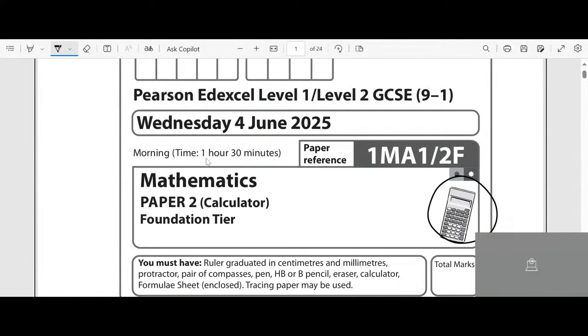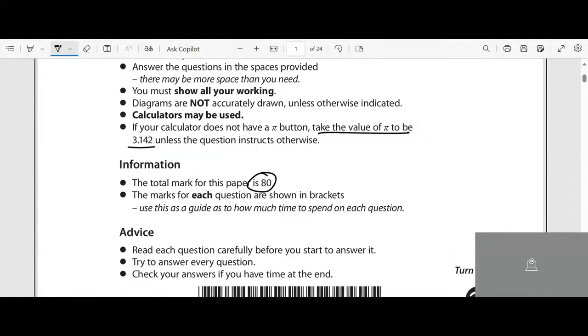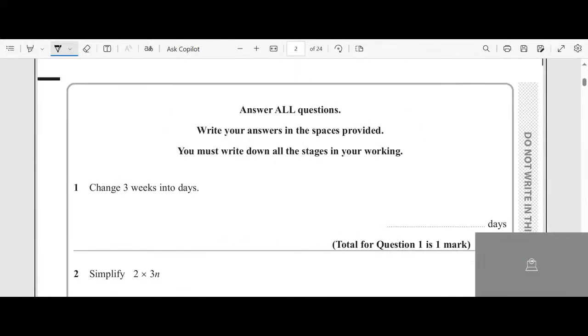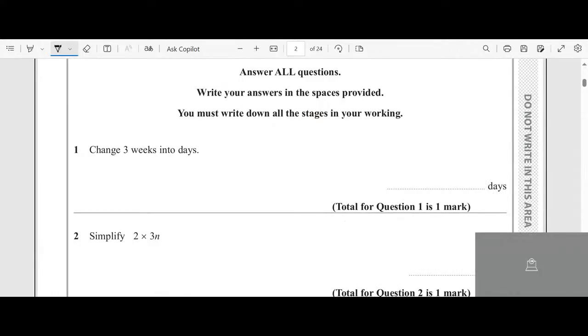So the paper will take 1 hour 30 minutes, and that is the time frame I'm going to try to work with even as I explain. So let us quickly rush to question 1. You're told to write your answer in the spaces provided. These ones are the spaces, the ones you can see dotted here.